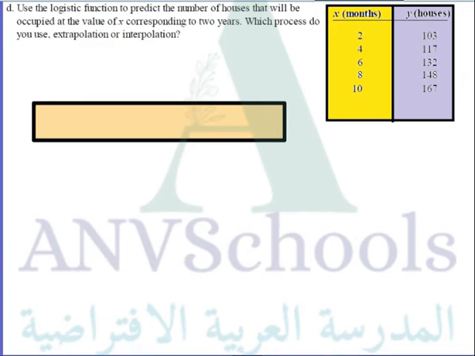Letter D: use the logistic function to predict the number of houses that will be occupied at the value of x corresponding to 2 years. Which process do you use, extrapolation or interpolation? To solve this problem, first we need to understand that 2 years means how many months? We have 24 months, right? So we are going to use 24 months for x.